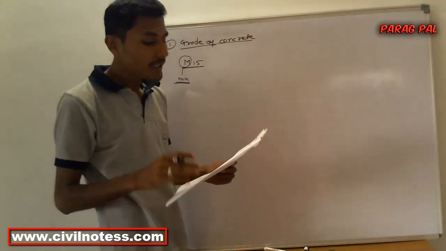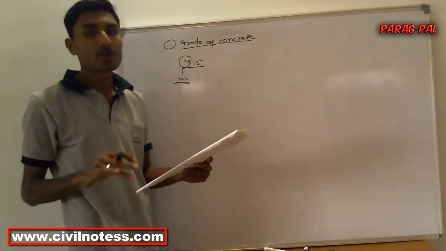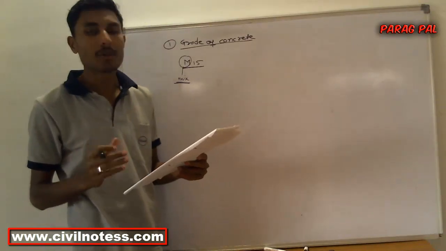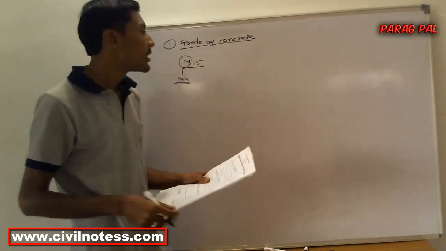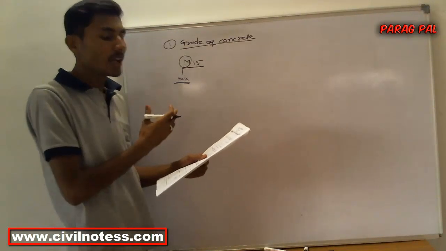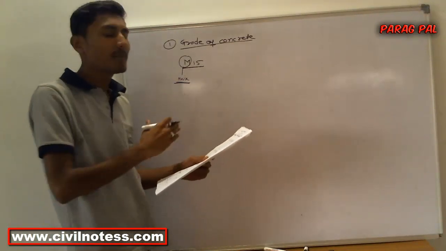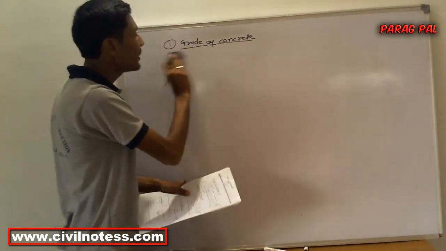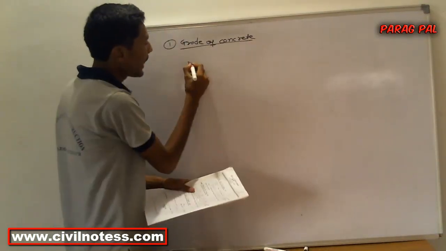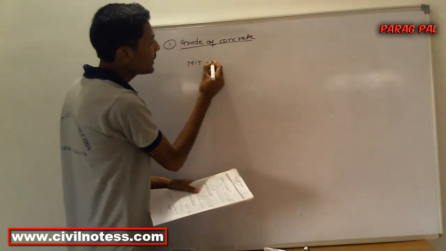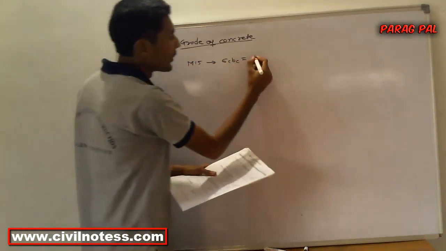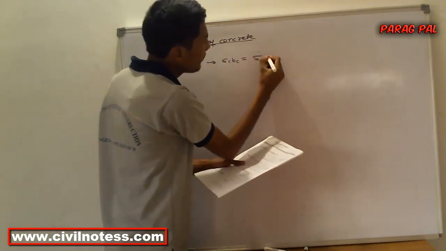The concrete grades are there, and with respect to them there is sigma CBC, that means the permissible stress in concrete for bending compression. With respect to the grade of concrete, there are different permissible stresses, like for M15, M20, M25 grades of concrete. For M15 grade of concrete, sigma CBC is equal to 5 Newton per mm square.